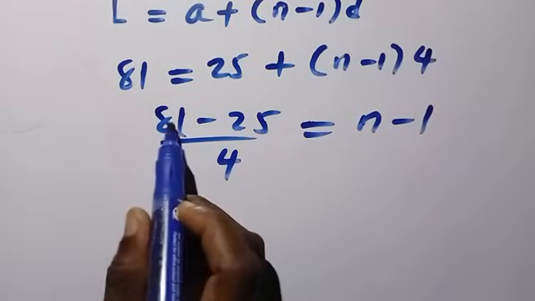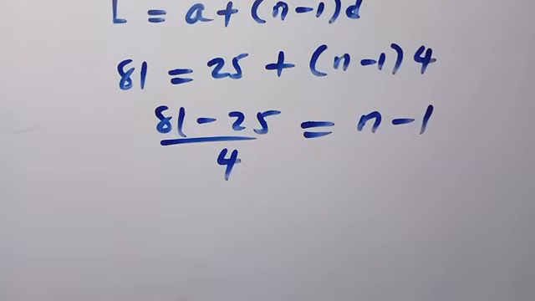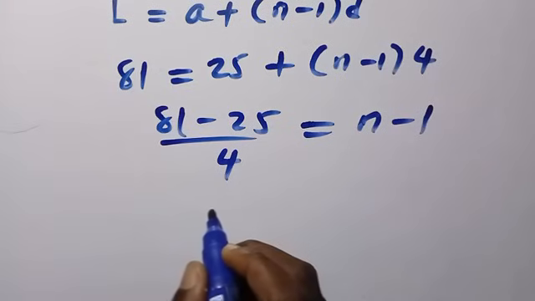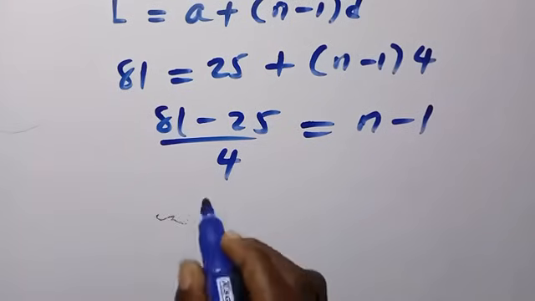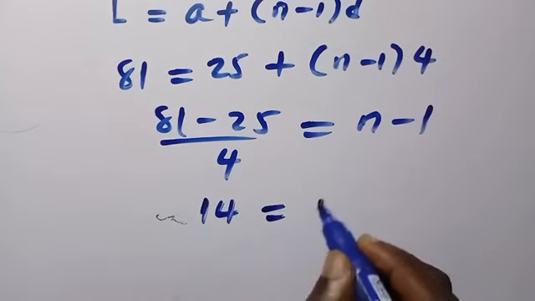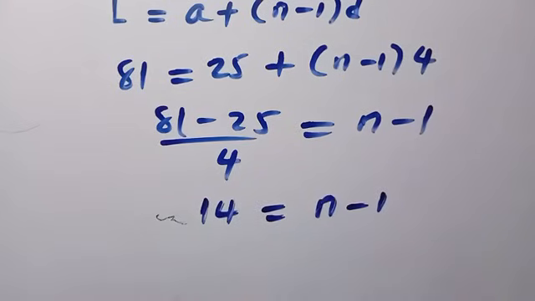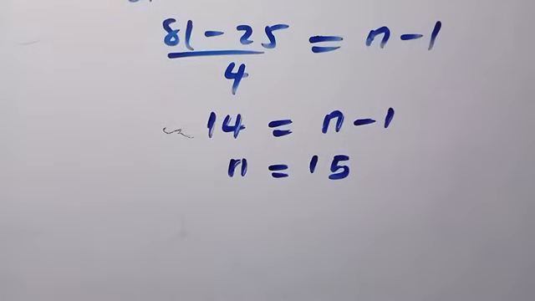So if we subtract 81 and 25 and divide it by 4, what we have here is 14, equals n minus 1. When we add 1 to both sides, we have n equals 15. So the number of terms here equals 15.